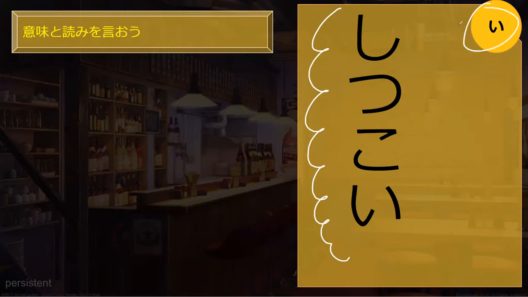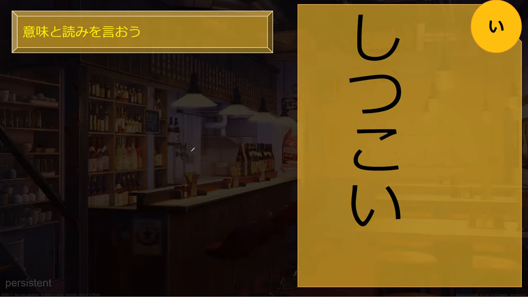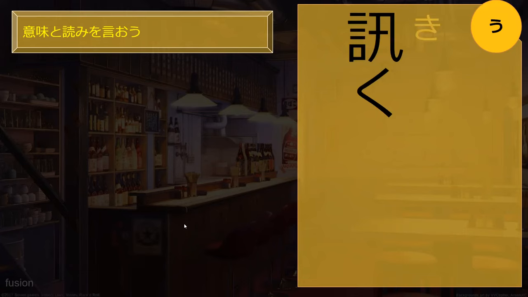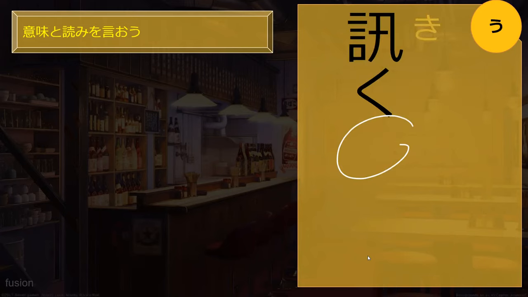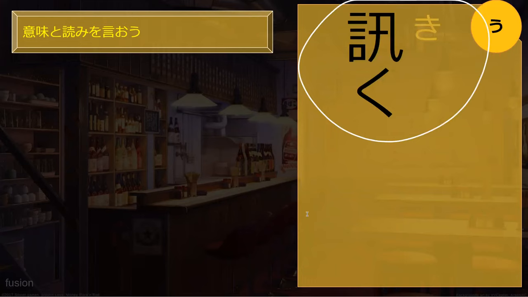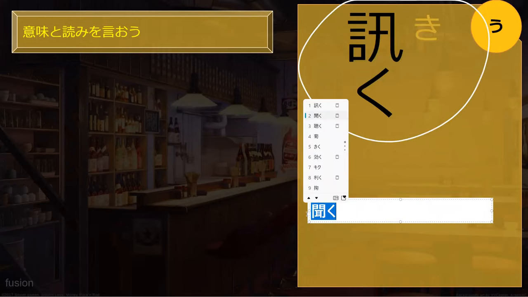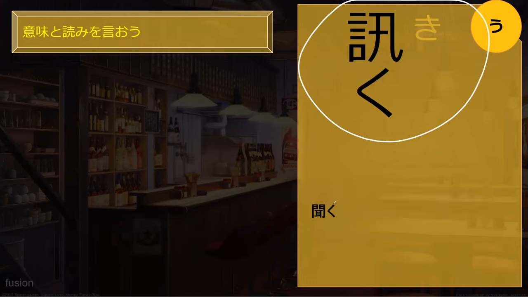Shitsukoi is an i adjective that means persistent. How will we turn this into an adverb? Shitsukoku. So this verb right here, kiku, is the exact same verb as this one, kiku. These are the same verb.